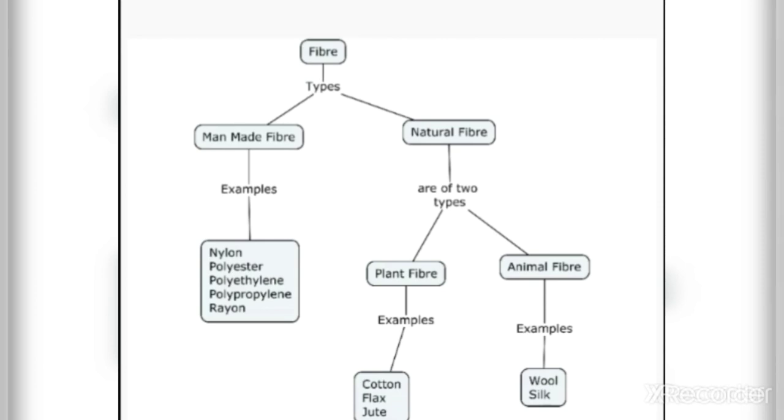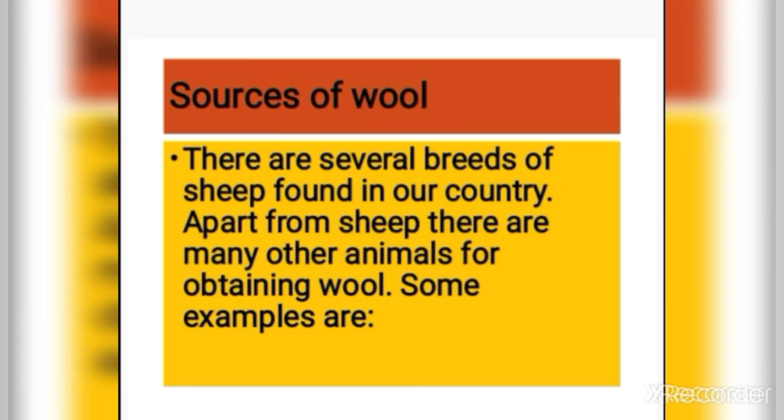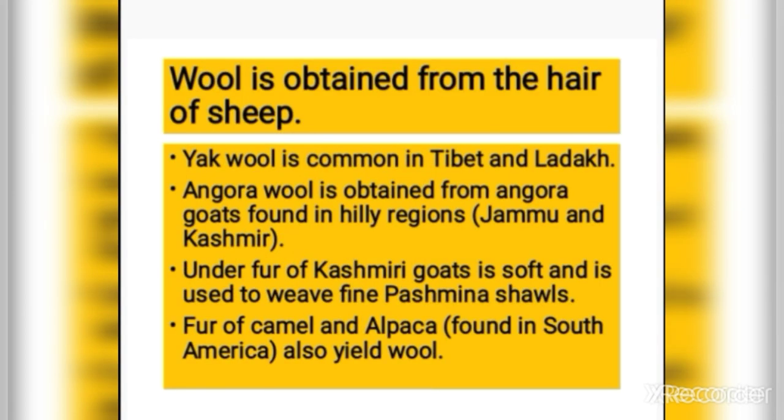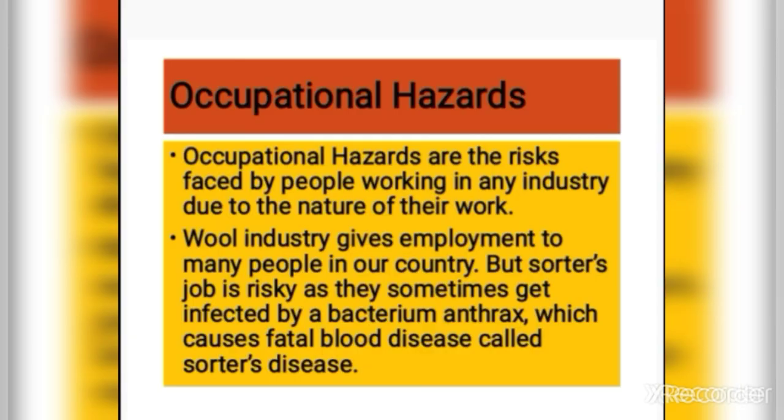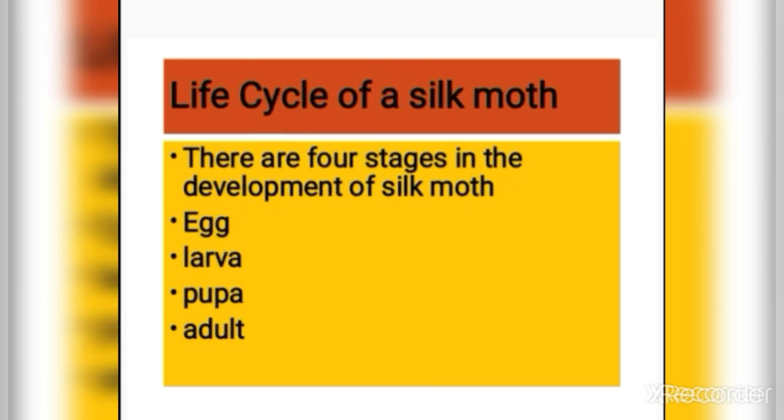Let's have a quick recap of this chapter. In this chapter, we learnt about two animal fibers, wool and silk. We discussed sources of wool, process of wool production, occupational hazards in the wool industry, the life cycle of a silk moth, and sericulture.